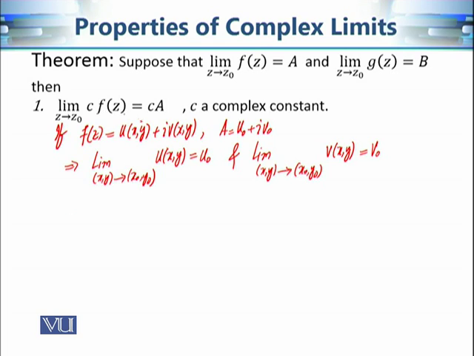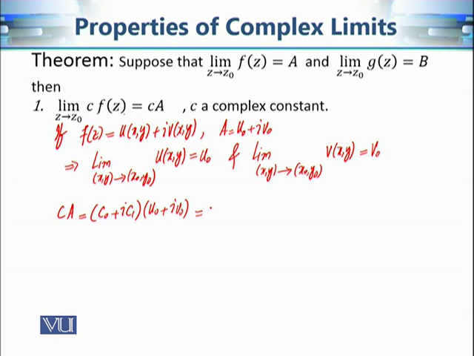Now if we want to prove that the limit of z approaches z naught of c f of z is equal to ca, then we should start from one side and prove that it is equal to the other side. Now let's see what this complex number ca is. We assume that c is equal to c naught plus iota c1, and this complex number a is in fact u naught plus iota v naught.